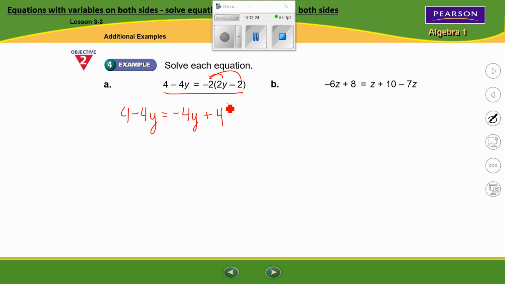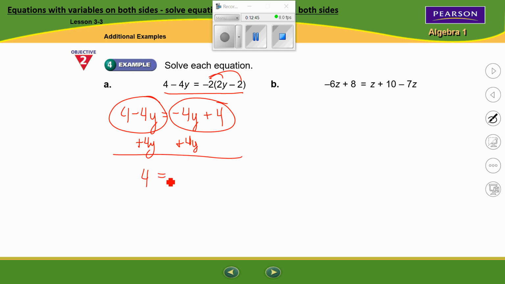Why do I say that? Well, it looks like this upon close analysis. It looks like these are the same things on both sides. So what happens when that happens? Well, let's see what happens if I try to solve it. I go plus 4y to move it from one side to the other. Plus 4y. And I've got 4 equals 4 because this goes away and this goes away. Well, 4 does equal 4. That's probably true. So this is a true statement.